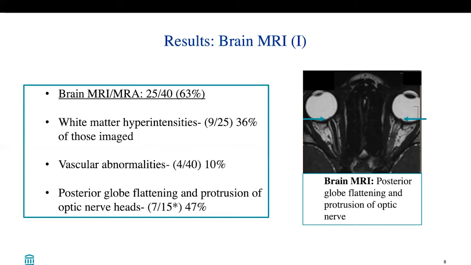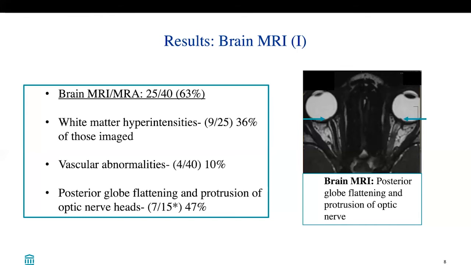Previously, this had been classified as papilledema or drusen, but our team felt that the term posterior globe flattening and protrusion of the optic nerve better described what we see. This has been noted in 7 out of 15 patients, and these 15 patients include those whose brain MRI images were stored within the MGH system and/or had mention of this from an ophthalmologist at home.